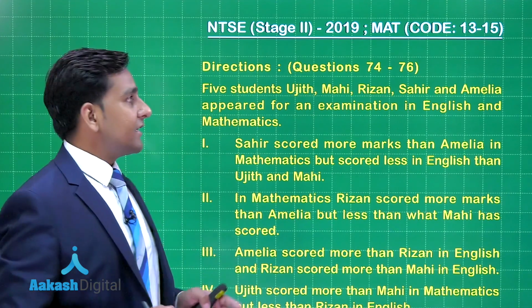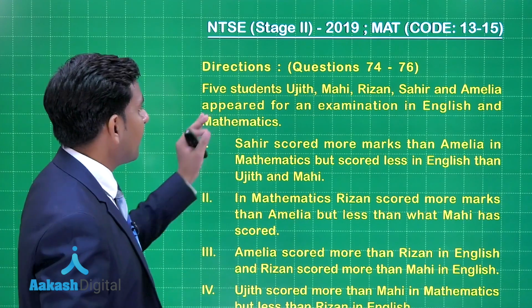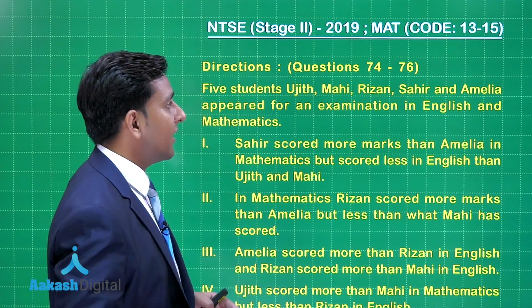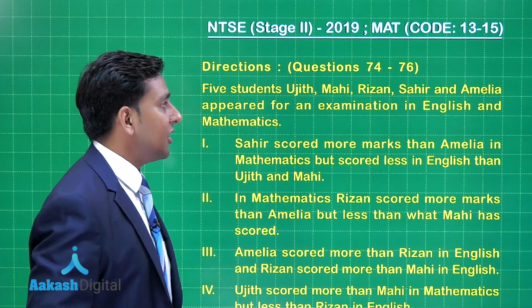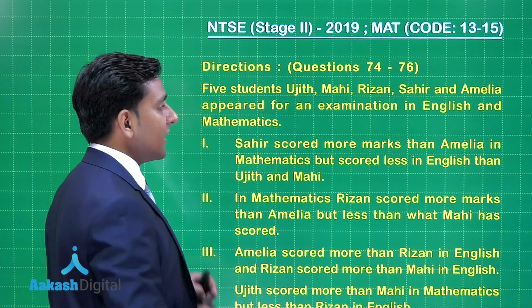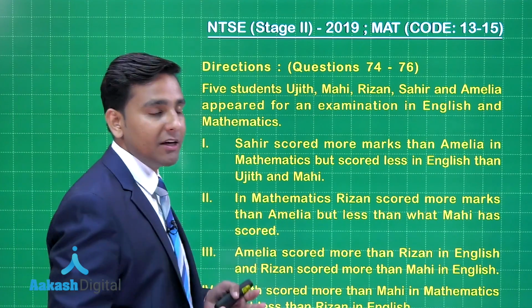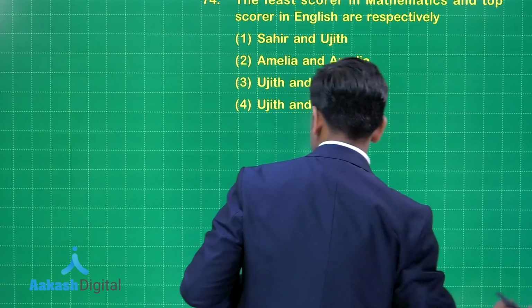Now let's solve questions from 74 to 76. Directions are given. 5 students, Ujit, Mahi, Rizan, Sahir and Amelia appeared for an examination in English and mathematics. So certain statements are given. So let's represent these statements mathematically. First of all, we are dividing these relations into two categories.